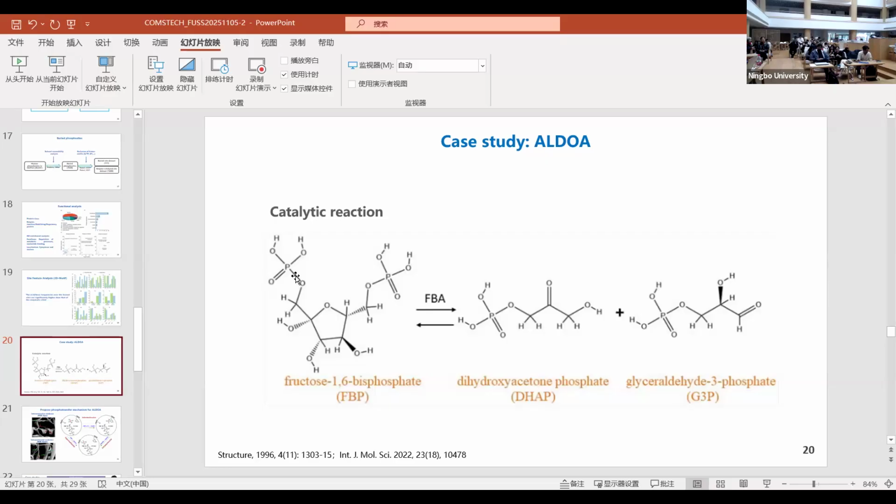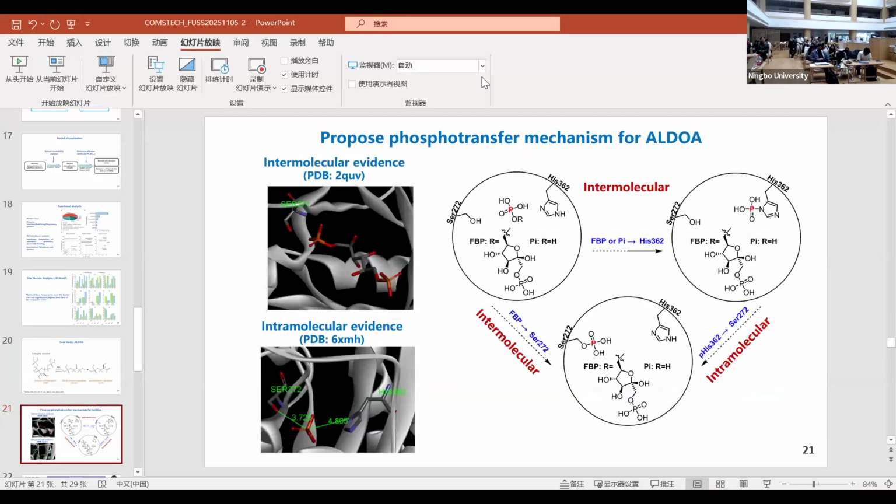And then transfer back to the substrate. But in addition to that, the nearby serine and histidine can also get this phosphate. This is a new chemistry, but we don't know what the biological function of this process is. But maybe it's an auto feedback: when the concentration of the substrate is very high, it will inhibit the kinase activity of the enzyme.